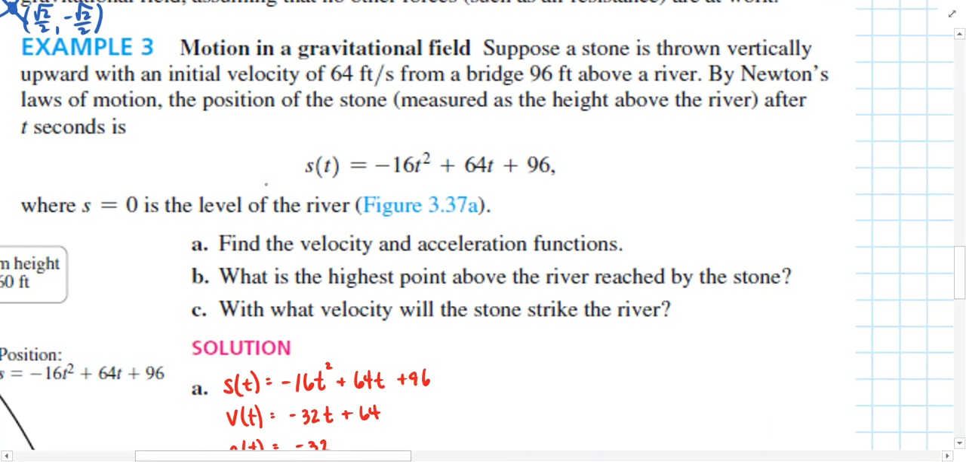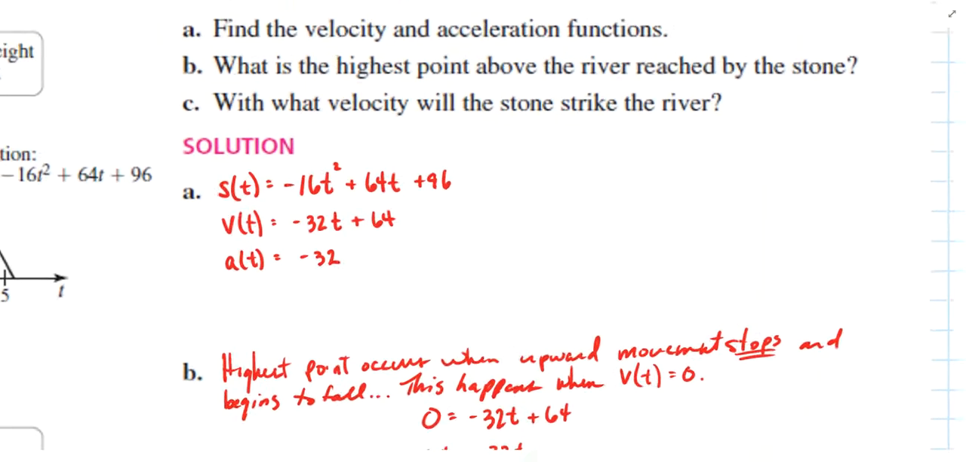Let me say it this way. At time 0, we would have a height of 96. Therefore, this rock is starting 96 feet above the river. But when S ends up equaling 0, that means that the rock has actually struck the river. So the position is all calculated relative to the river, not the bridge.